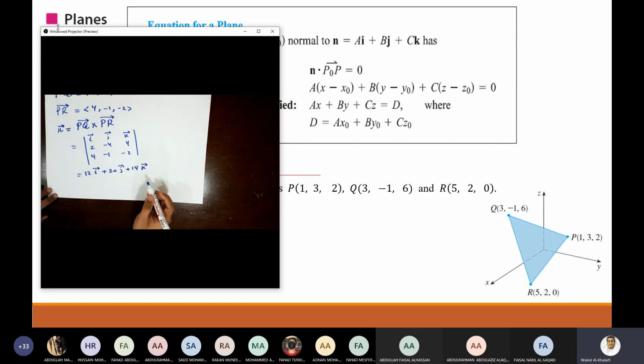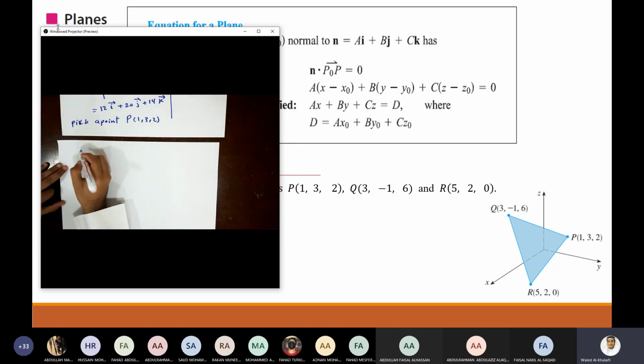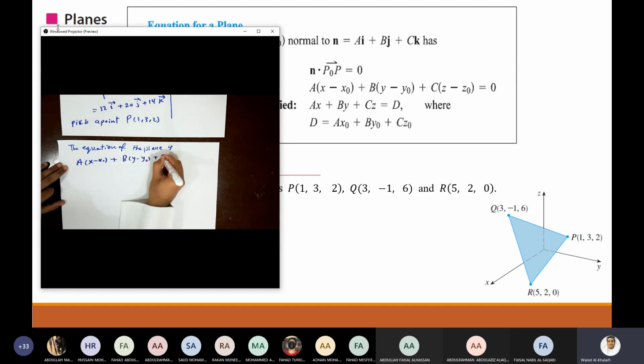I need a point. So what will I pick? Let's say P, 1, 3, 2. And then I will write the equation of the plane. Remember, it is a times x minus x naught plus b times y minus y naught plus c times z minus z naught equal to 0.